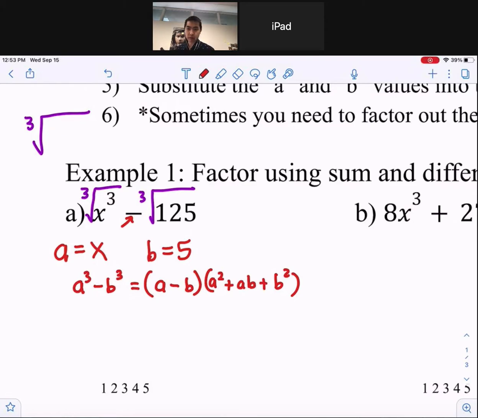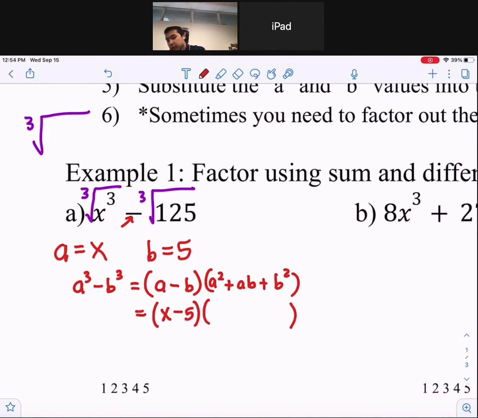Now you guys just plug in your x variable in for all the a's and the 5 number into all your b's. So our a is x minus, what's our b value? Our b value is 5, so x minus 5.